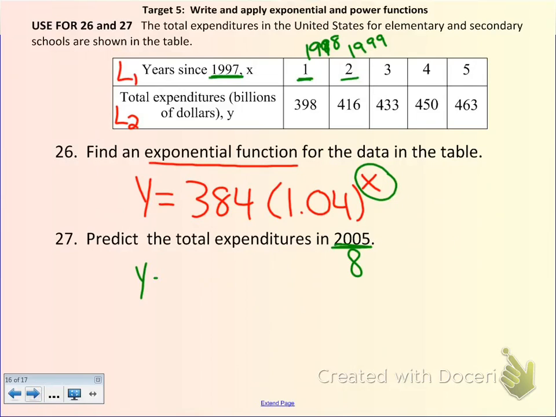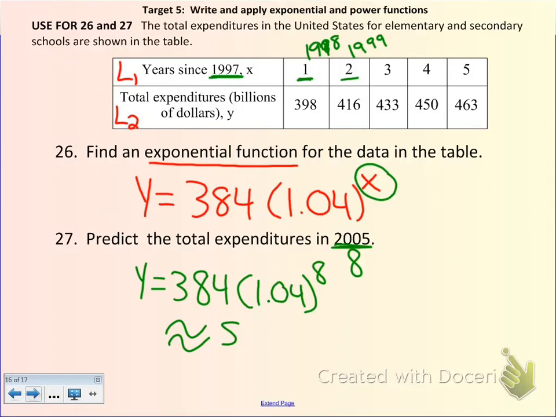So we're going to take our equation that we just found, and we're going to plug in the 8 for the x. So we're going to take it to the 8th power. Plug that in your calculator, and you should get approximately, we're dealing with money, so you need a money sign here, $526 billion. That's a lot of money that we spent on schools in 2005.